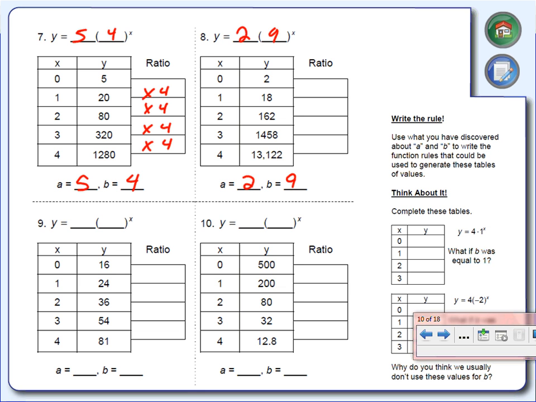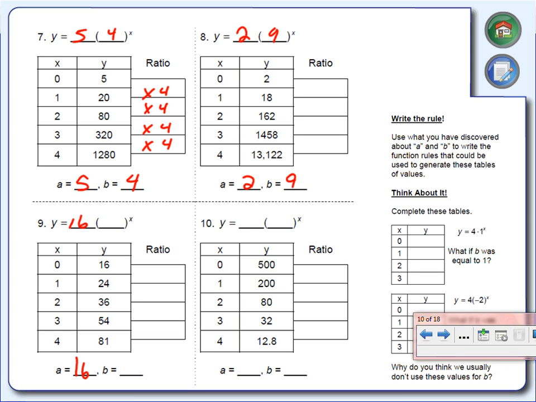How many of you got that? All right, very good. Number 9. Let's do the same thing with number 9. Number 9 is going to be a little bit trickier here. A, what are we going to use for A? 16. That's our starting point. That's what we see next to 0. Where it's going to get a little trickier here is finding the ratio.